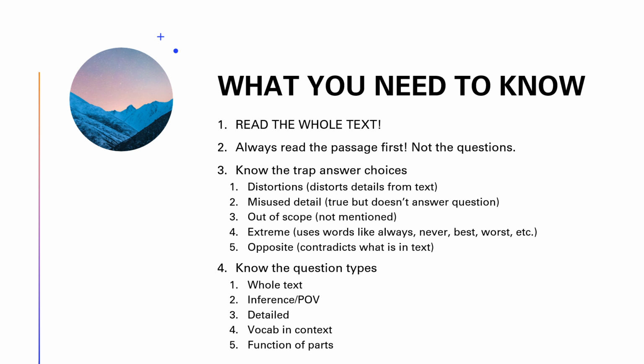It's just random text that they threw in there to throw you off. You're going to have some answer choices that are out of the scope of the text. So in other words, the text may be talking about one thing, and this answer choice might be true, might make sense, but nowhere in the text does it talk about that. It's not mentioned. It's just thrown in there to throw you off. You're going to have some answer choices that are extremes. That means these are going to be the answer choices that use words like always or never. They're the extremes. The best or the worst.